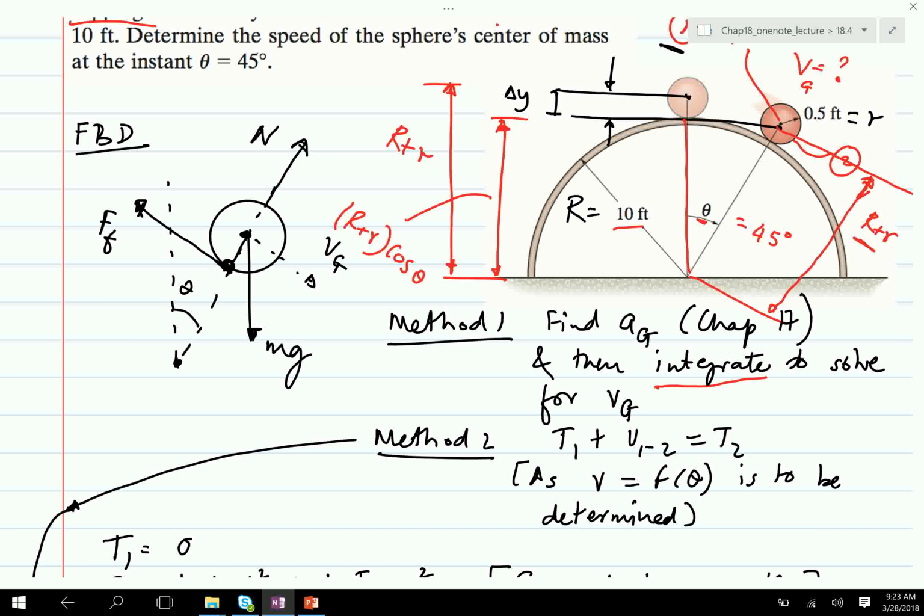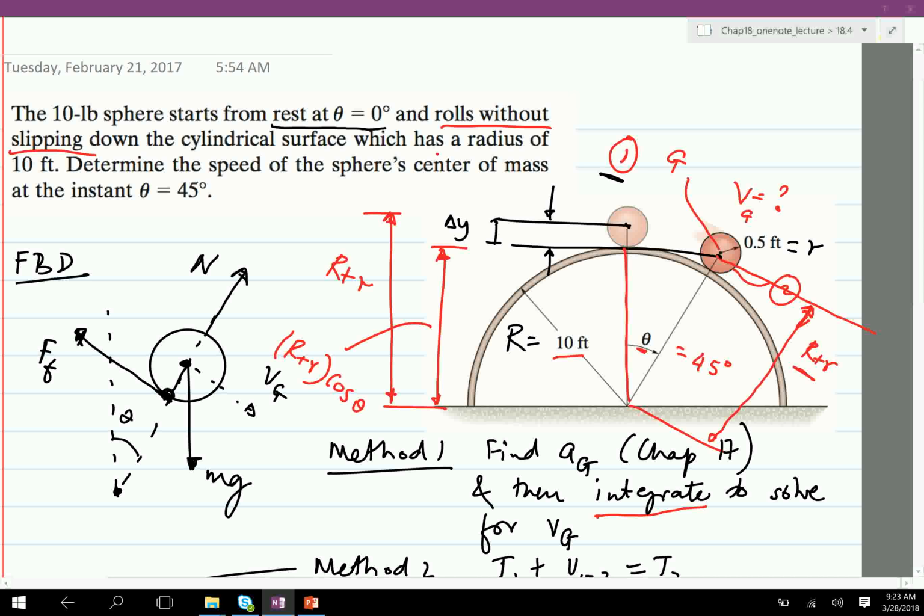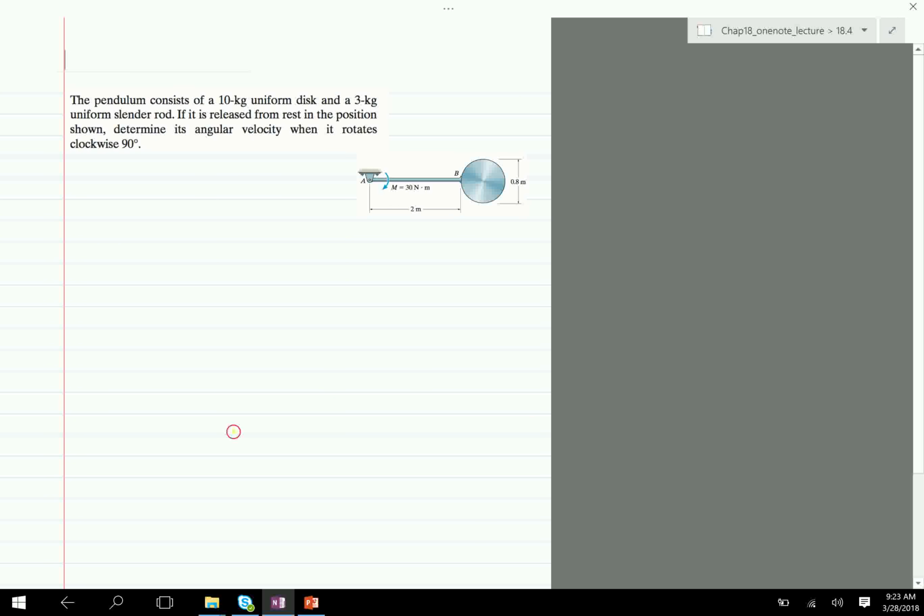A common mistake here is people take it to be capital R cosine theta, but that gives you this height. You want this height. So it's R plus r cosine theta. Because this is R plus r. The center of that circle is small r plus capital R. Any other questions? Okay, let's go to the next question.